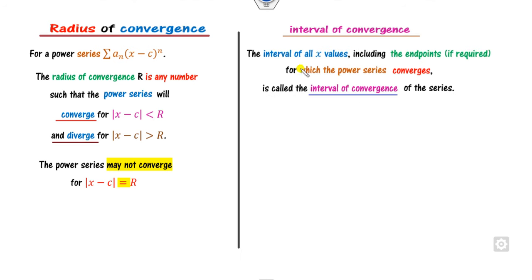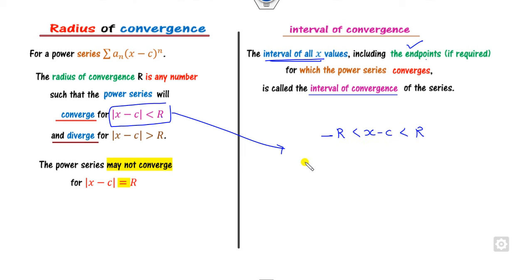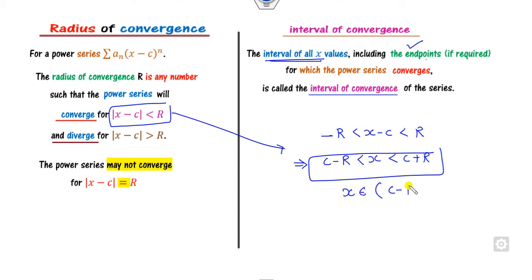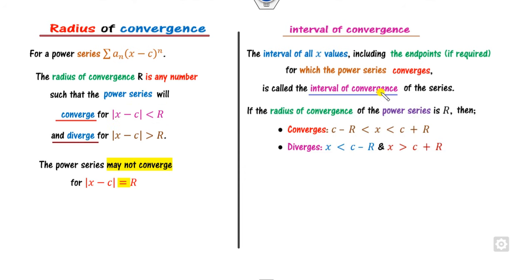What is the meaning of the interval of convergence? We can find all those values of x, including the endpoints if required, at which the series is convergent. Can you find the value of x from here? You can see c minus r, and this is c plus r. So what is the meaning of that? It means you can find the interval c minus r to c plus r. These are the values for which the series is convergent. And similarly, these are the values for which it is divergent.